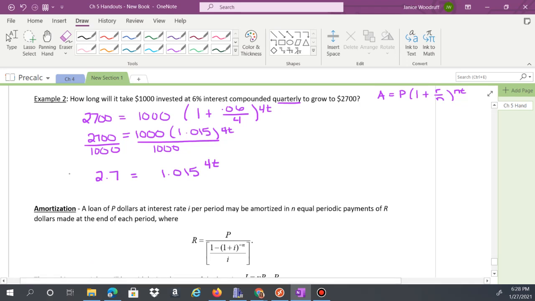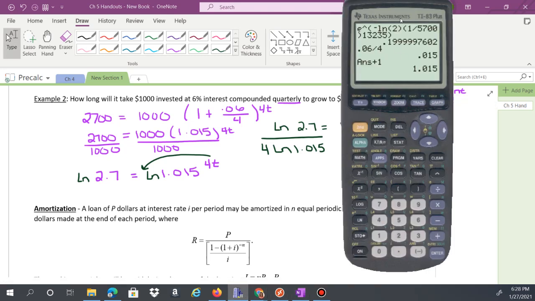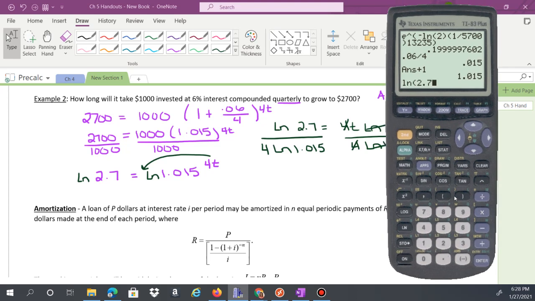Okay, now I have unequal bases. I cannot write them as powers of the same base, so I do natural log on both sides. And then on this side, I'm going to bring the 4t to the front. So I'm going to have natural log 2.7 equals 4t natural log 1.015. And then I'm going to divide out everything that's not the t, that way they cancel and leave t isolated. And then I put that in my calculator. So I have natural log 2.7 divided by parentheses 4 natural log 1.015, close the log, close the denominator. And that gives me 16.678 years.